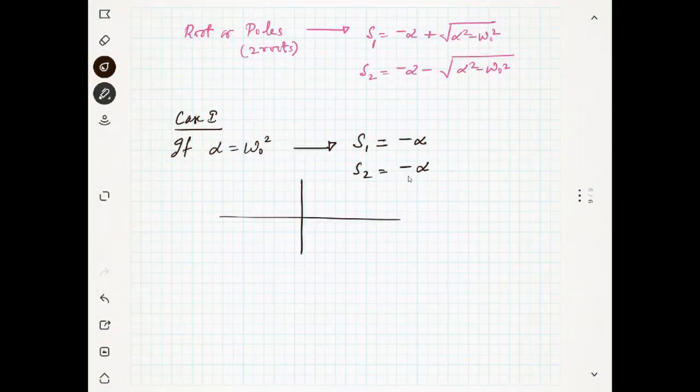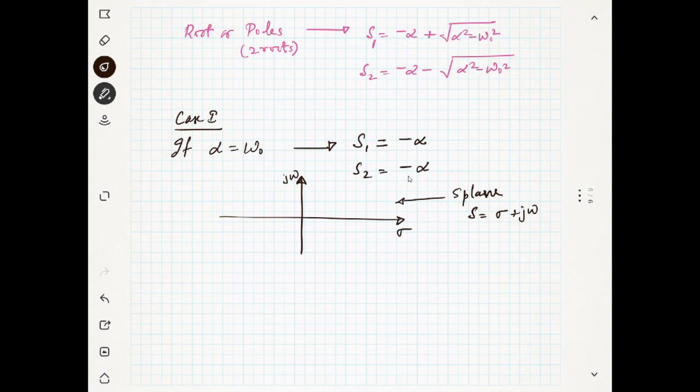I can represent it like this. S is a complex number. This is the S plane, the complex plane. Sorry, alpha is equal to omega naught. That's my writing mistake. It's okay. And you know this is sigma plus j omega. So this is my sigma axis and this is my j omega axis.